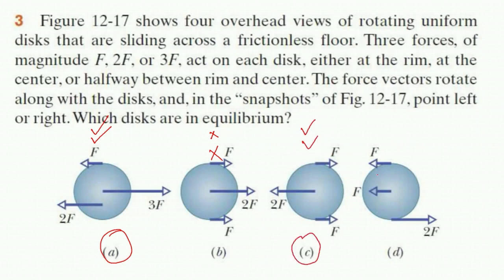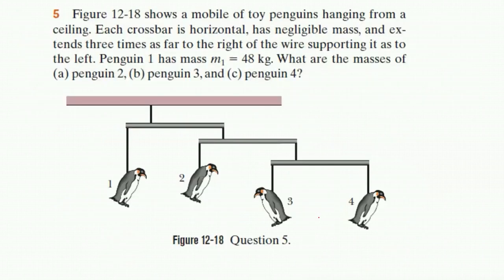This one, you can have balance of forces because you have 2F in the positive X, 2F in the negative X, but balance of torques, no. Why? Let me put my axis of rotation here. It cannot be in equilibrium because it will rotate counterclockwise. So the correct answers are A and C. And we solved this in class already, so that's why I went very fast.